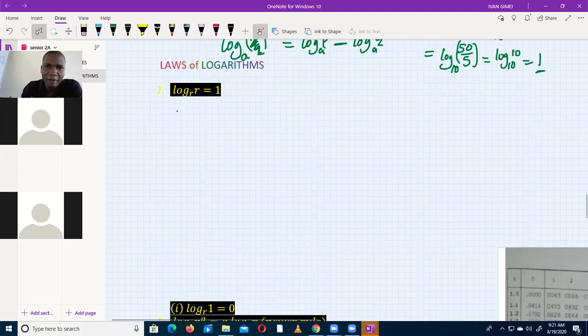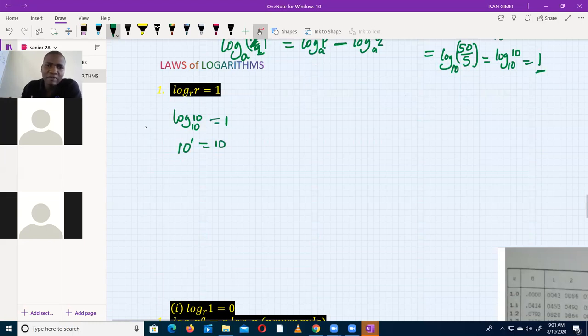How is it 1? Now let's say you're looking for the log of 10 base 10. We say this is 1. You're simply asking yourself, to which power should I raise this 10 so that I get 10? We know very well that 10 to the power 1 is the same as 10. So therefore, the log of 10 base 10 is the same as 1. That's why we're saying the log of the base is always 1.